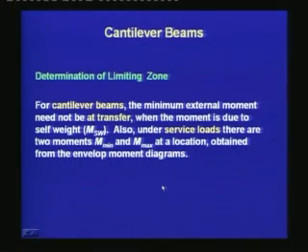Under service loads, there are two moments, M min and M max at a location, which are obtained from the envelope moment diagrams. Unlike a simply supported beam, where we have only one value of the moment under service conditions, in a cantilever beam, we can have two moments, M max and M min. If they are of opposite sign, then we have to consider both the values, and this is the essential difference between the analysis of a cantilever beam with respect to that of a simply supported beam. Thus, we have three moment values at a particular location. One is due to the self-weight, and another is from the envelope moment diagrams under service loads, which give M min and M max.